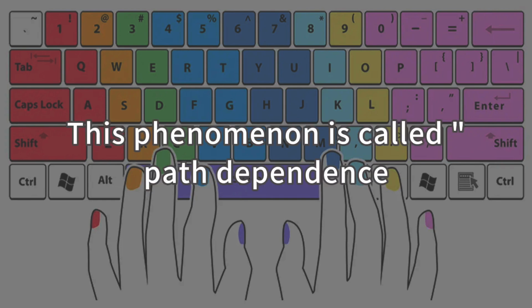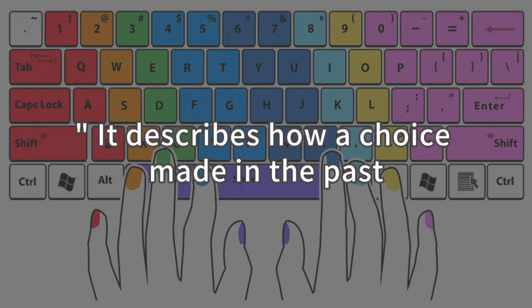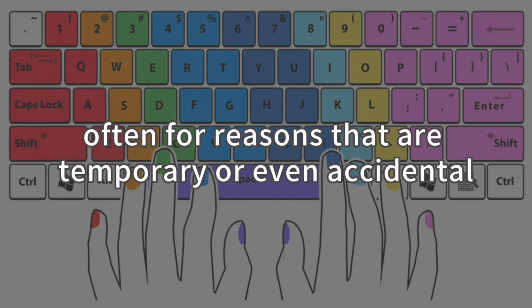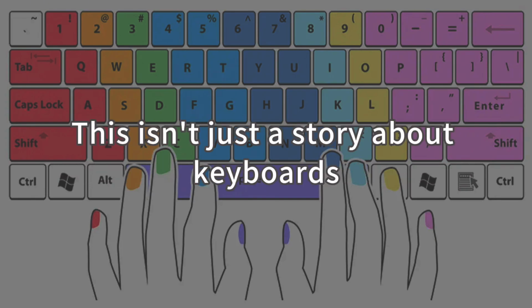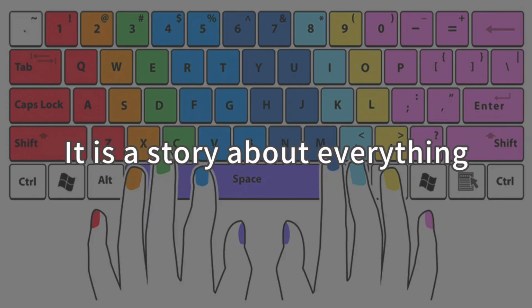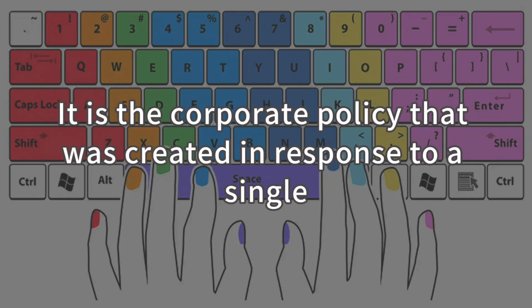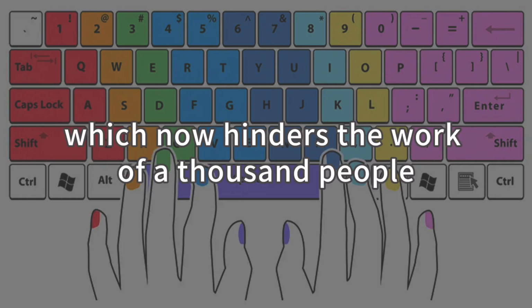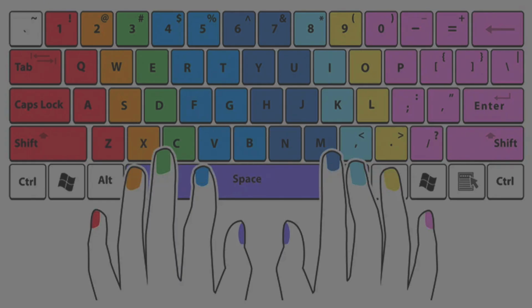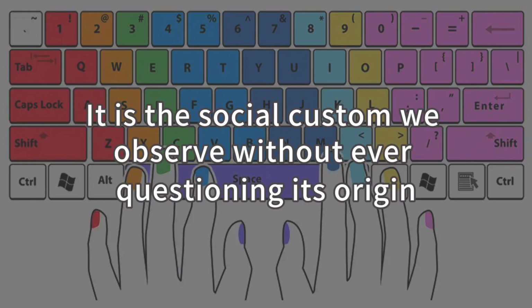This phenomenon is called path dependence. It describes how a choice made in the past, often for reasons that are temporary or even accidental, can lock in a future that would never be chosen today. This isn't just a story about keyboards, it is a story about everything. It is the corporate policy that was created in response to a single long-forgotten incident, which now hinders the work of 1,000 people. It is the social custom we observe without ever questioning its origin.